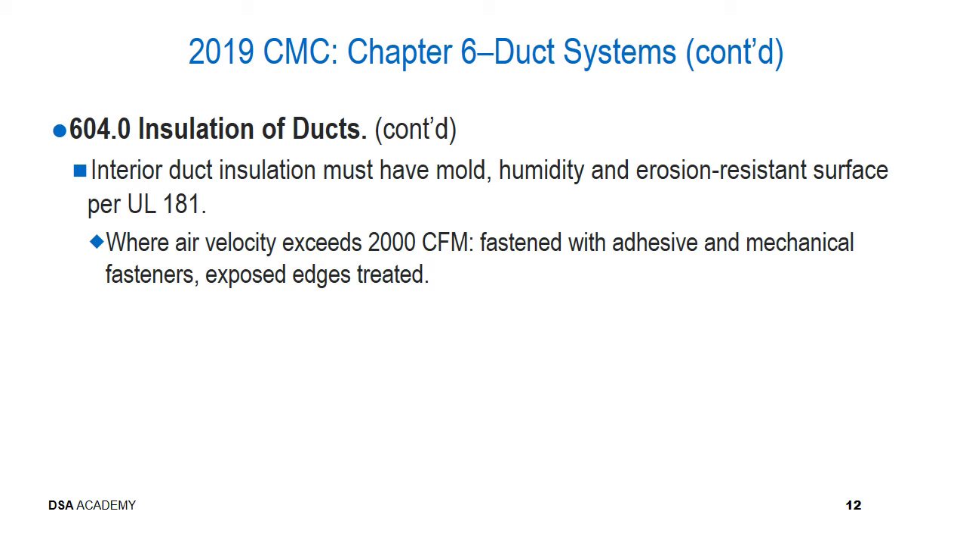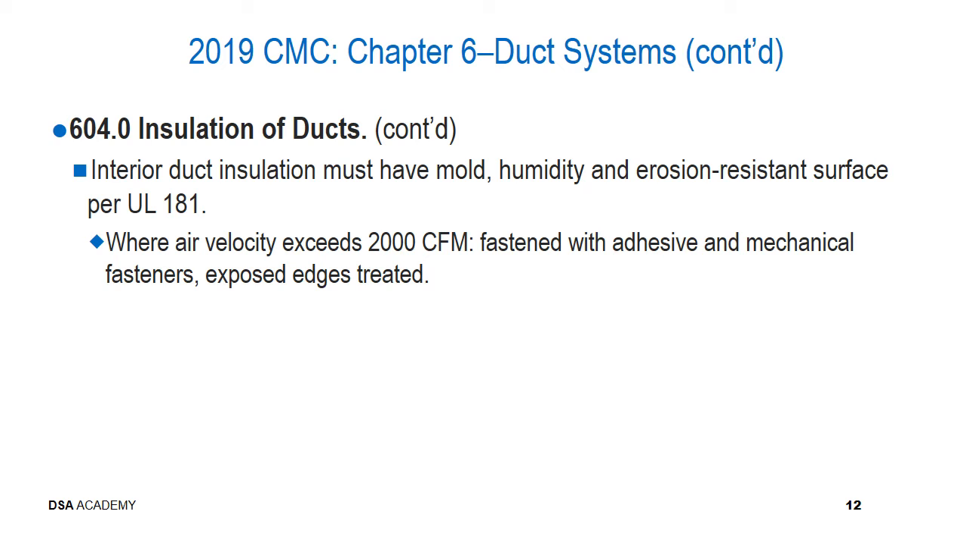In situations where the ductwork is insulated on the inside of the duct, special precautions have got to be taken to make sure that the material that's used is going to be resistant to mold, humidity, and also the erosive effects of the air that's being conveyed within the ductwork. Also, the insulation is required to comply with UL 181 requirements for material construction.